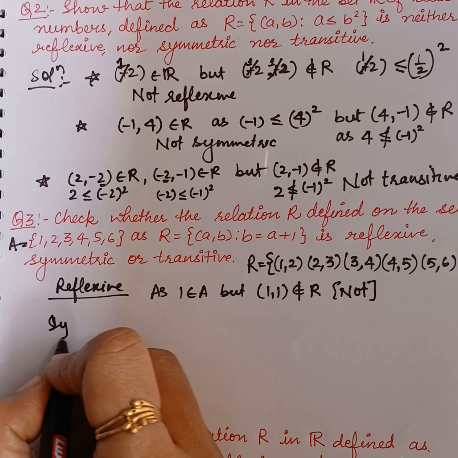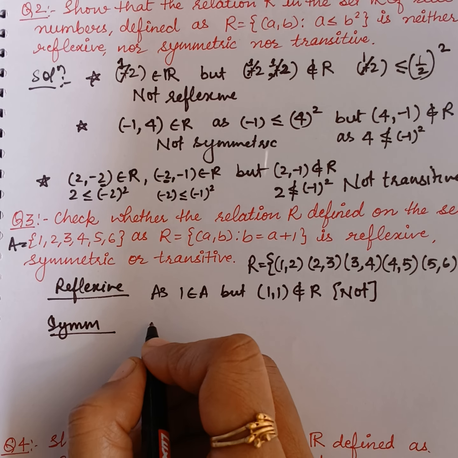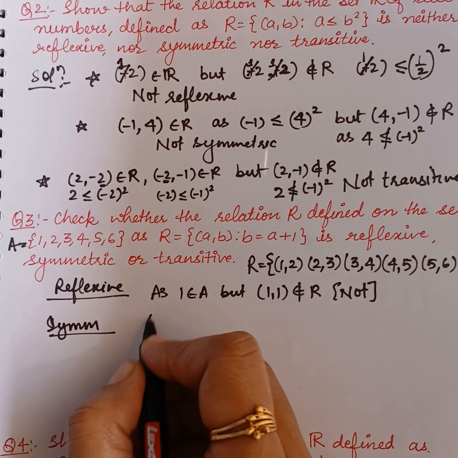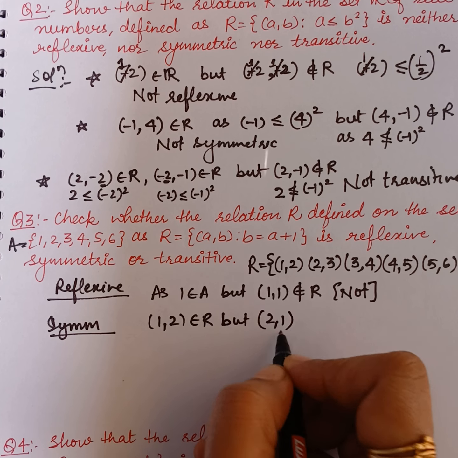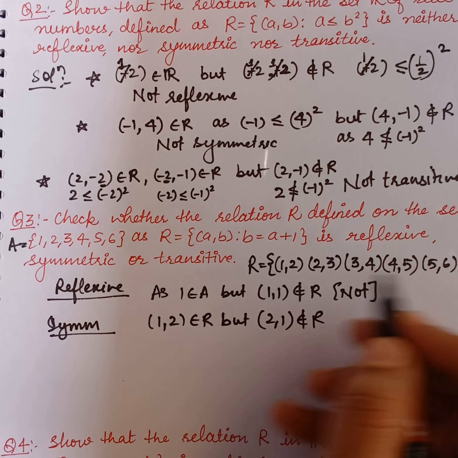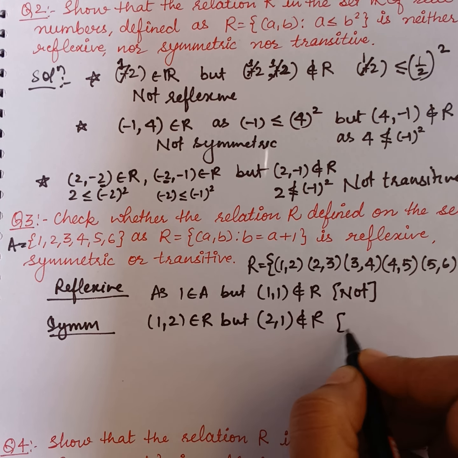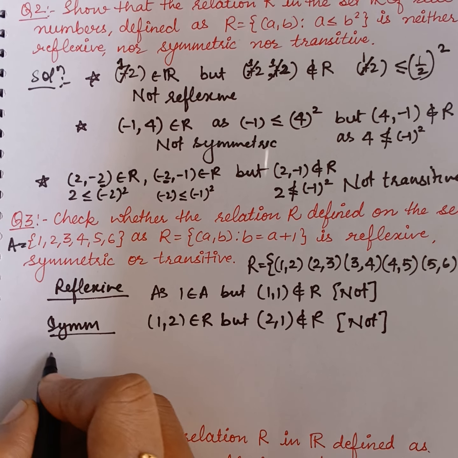Now for symmetric, let us check. For symmetric, any element you can take, like (1, 2) belongs to R, but we can see that (2, 1) is not belonging to R. You can see (2, 1) is not there in R. So it is not symmetric as well.